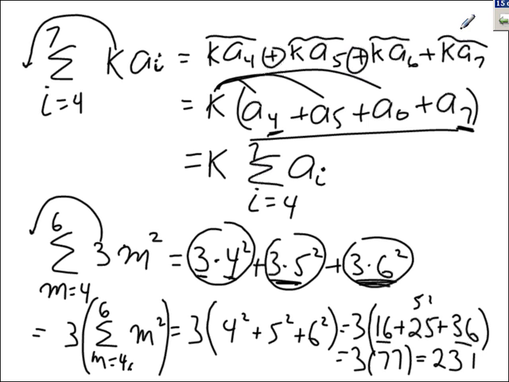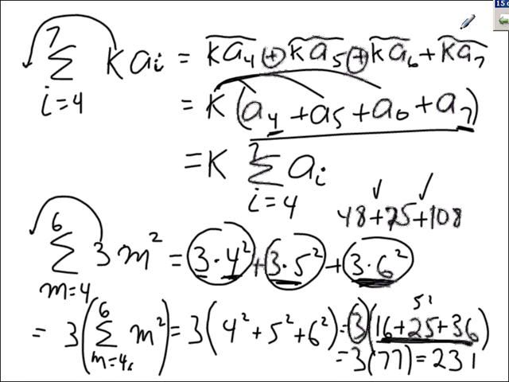It's a lot better than saying 3 times 16. Well, that's one multiplication, plus 3 times 25. That's the second multiplication. 3 times 36, 108. Rather than doing 3 multiplications and then adding larger numbers, I'm just adding 3 numbers and doing 1 multiplication. It's a bit simpler.